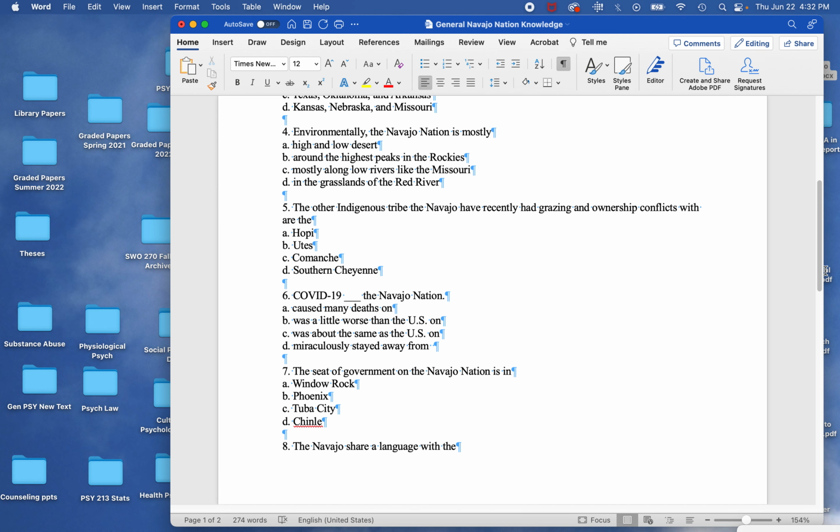COVID-19 caused many deaths on the Navajo Nation. This was public knowledge. It was being reported on relatively frequently, but people don't notice anything that doesn't deal with them. The seat of government on the Navajo Nation is in Window Rock, of course.